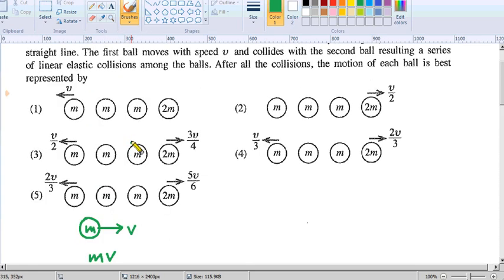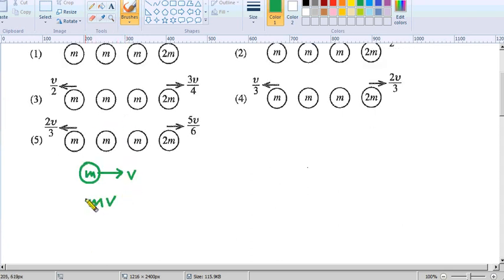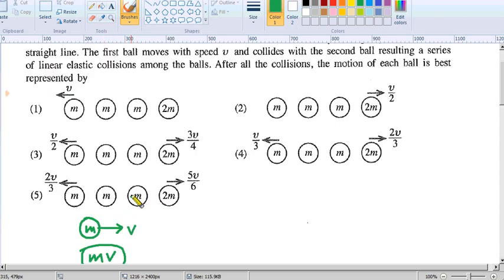Whatever collisions occurred doesn't matter. Now we have to check whether this momentum is there after all the collisions when they move away. The final velocities are given in all the answers, so we have to check all these answers, whether this momentum is there.